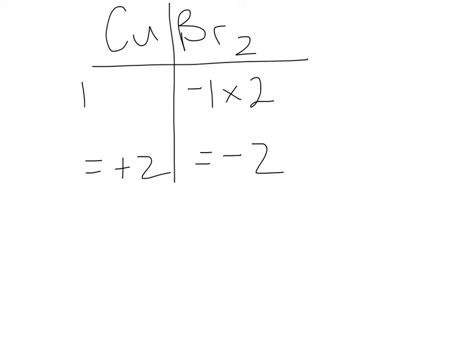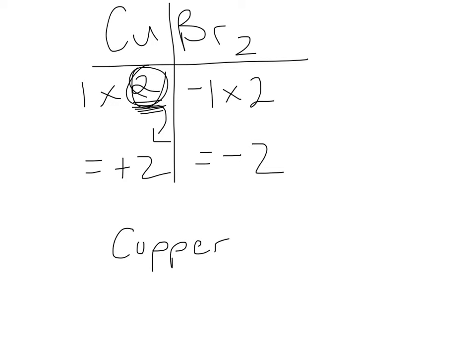1 copper atom. 1 times some number is going to make 2 positive. I don't know what this number is. Can you think of a number that we multiply by 1 to make 2? So the charge of this is copper. You take this number that you got and you write it in brackets in Roman numerals. And then what's the ending? So it's copper(II) bromide.